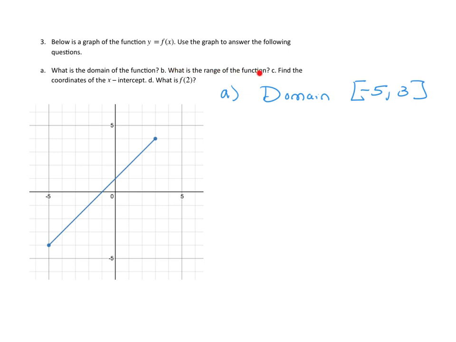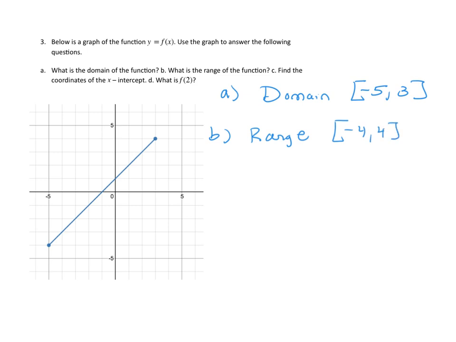Determining the range is very similar. We don't consider the x values, instead we consider the y values. So for part B, if we want the range, the y values for this point start at -4, and as this graph moves up, we're getting all of these y values until we get to this spot right here, which is at +4. So the y values start at -4 and end at +4. So from -4 to +4.